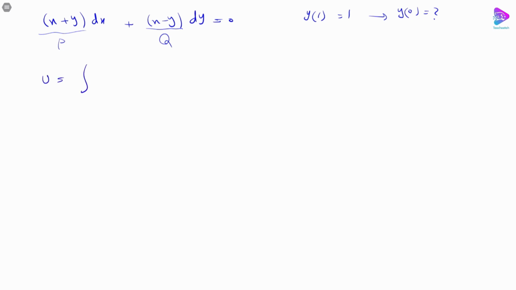I'm going to continue with one last example and then we will end the lecture at this point. So we have (x plus y) dx plus (x minus y) dy equal to 0. We know y of 1 is equal to 1. The question is asking what is y of 0. So again, we can start. We know that we have P and Q. So therefore, we're going to say u is equal to the integral of, this time I'm going to start with Q. There's no difference. So (x minus y) dy plus f of x this time, because this is dy, this would be f of x.